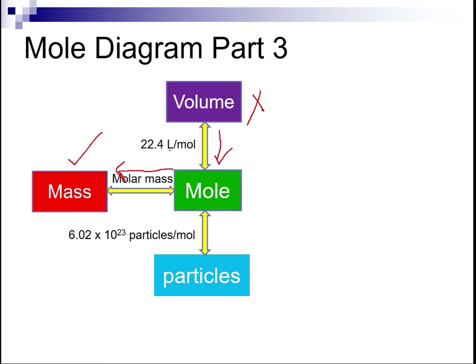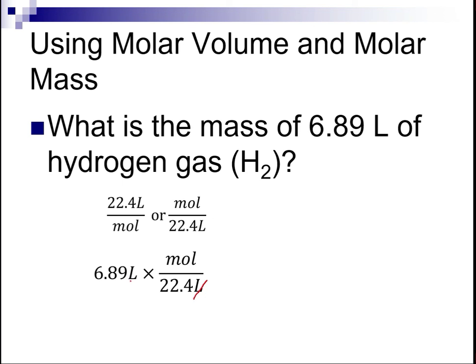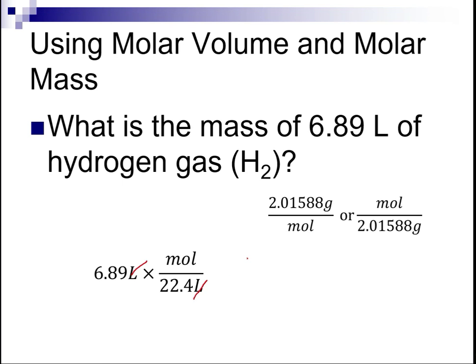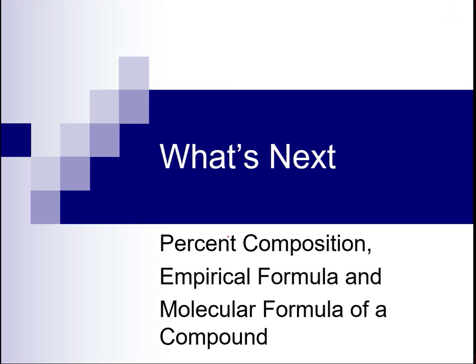So the first thing I'm going to use is 22.4, and then I'm going to use the molar mass. Liters is on top, so I want the one with the liters on the bottom to allow my liters to cancel. And then I'm going to use my molar mass of hydrogen. I want to use the one where the moles are in the bottom, so I can cancel it. And then I'm going to do the math. 0.620 grams is how many grams there are in 6.89 liters of hydrogen gas.